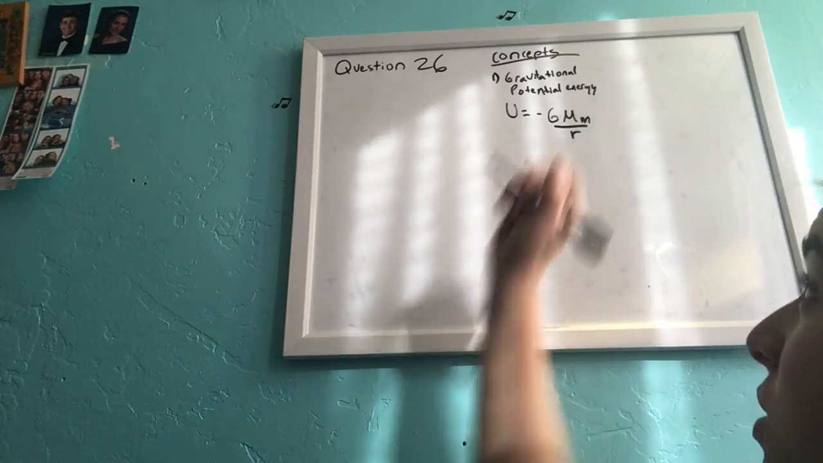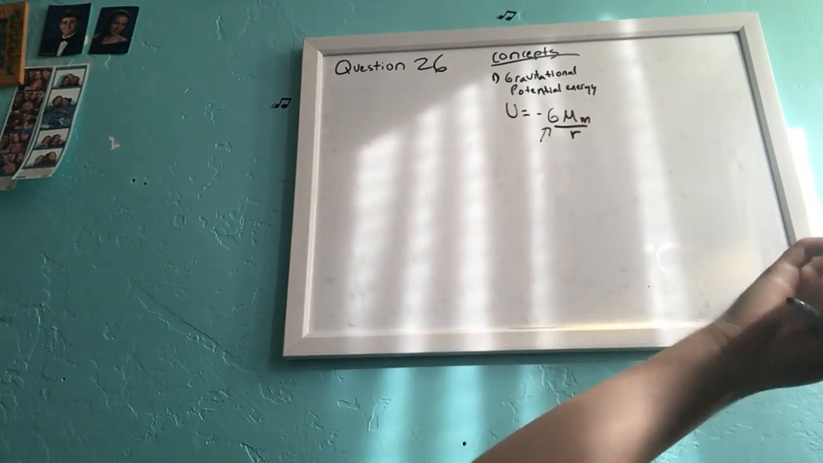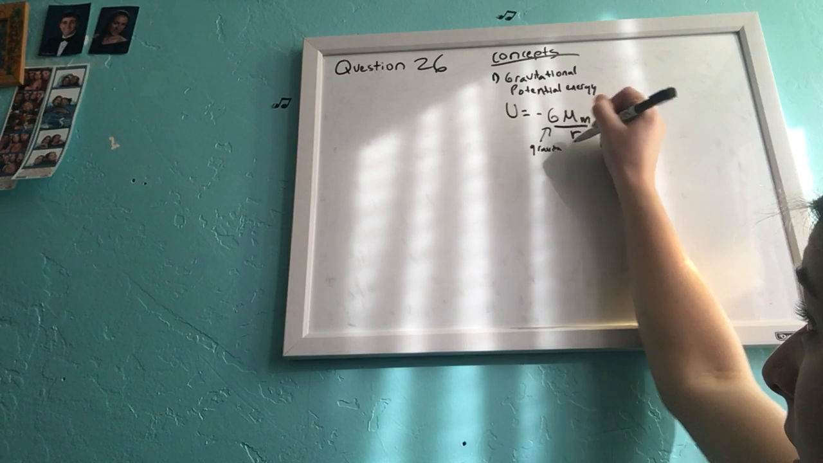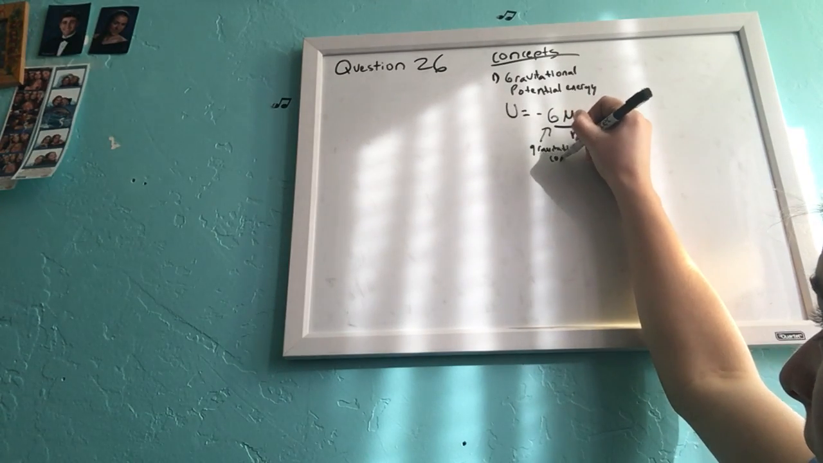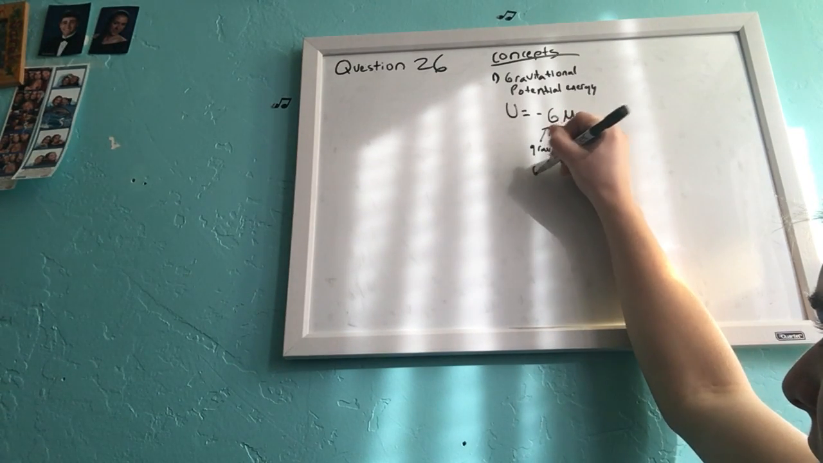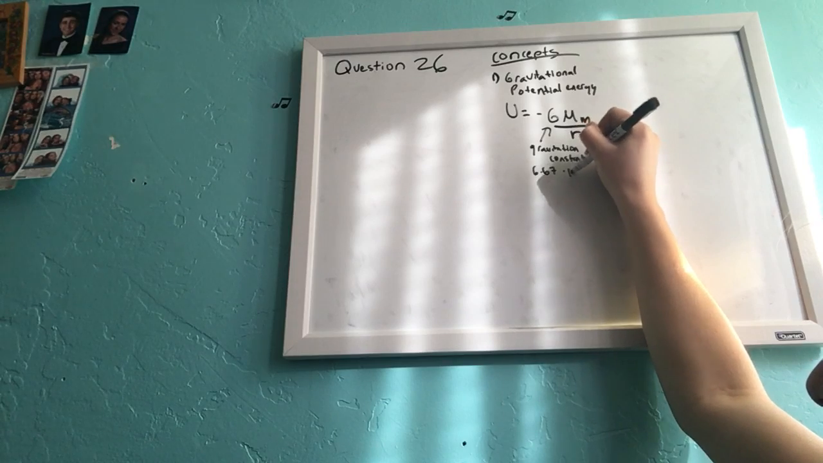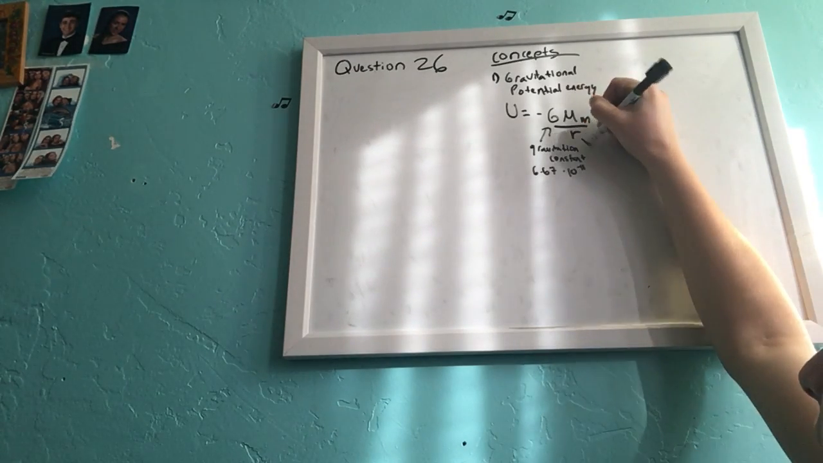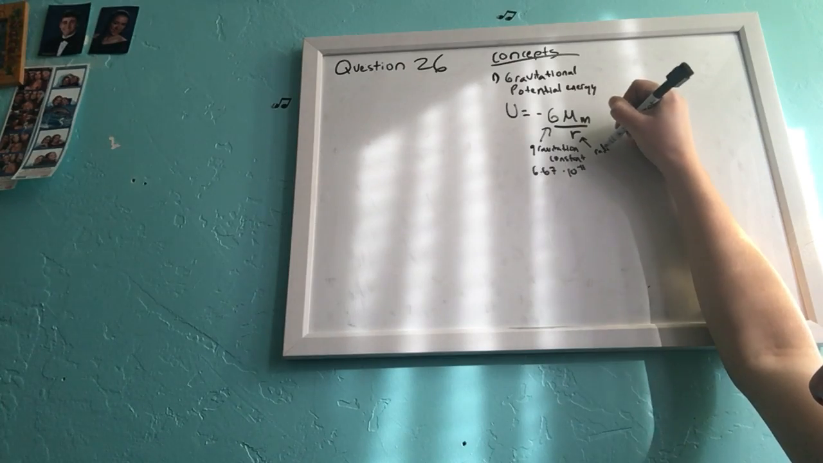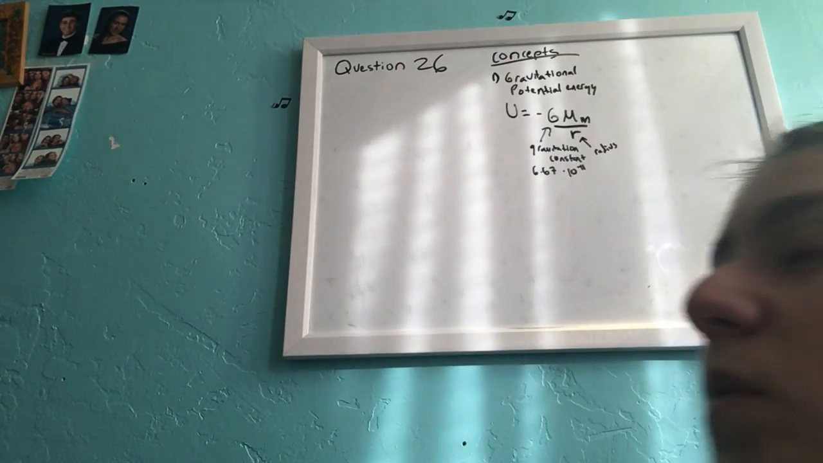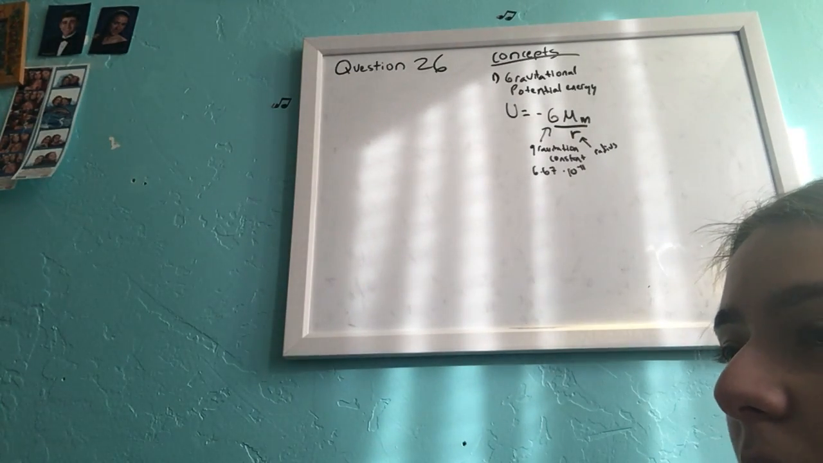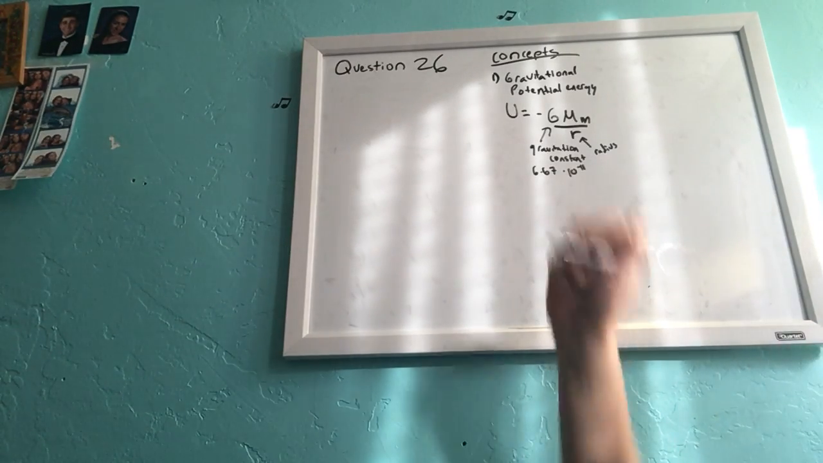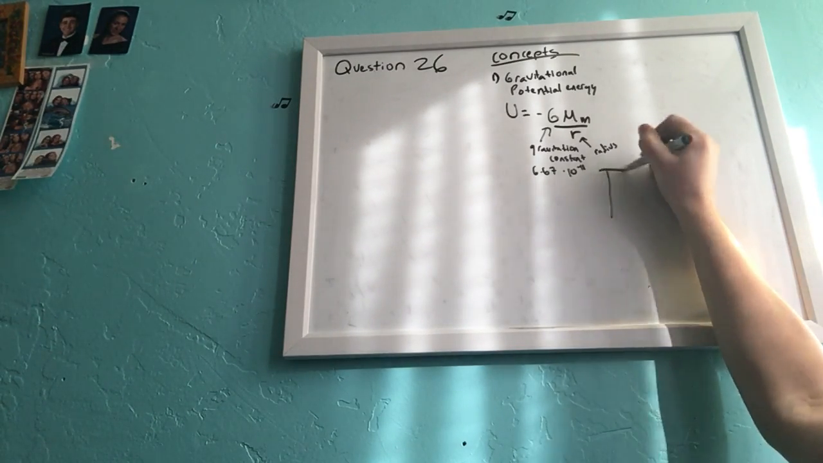Okay, so G is the gravitational constant, and I believe it is 6.67 times 10 to the negative 11th, and R is the radius, and these two m's are the masses of the two objects. So basically what this says, well, okay, I'm going to draw a picture to show what it's kind of meaning.